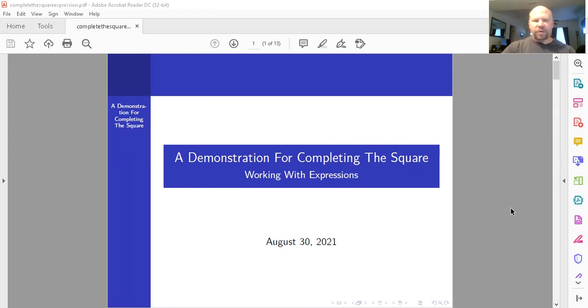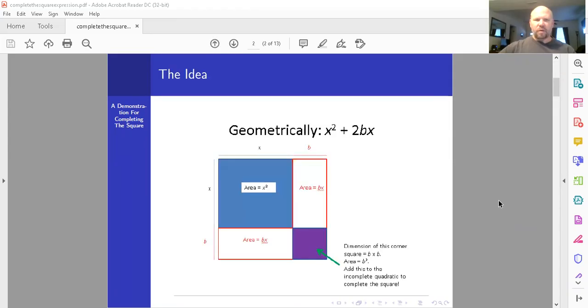And this one is on completing the square, but we're going to work with expressions in this video. In another video, we will work with equations on the process of completing the square. Now, geometrically, this is the idea.